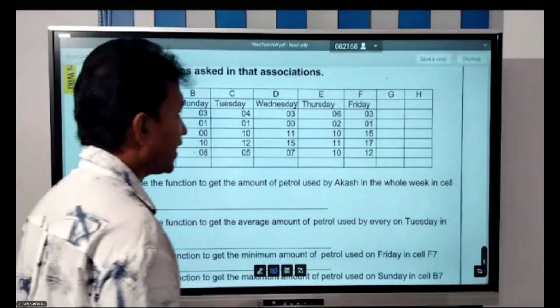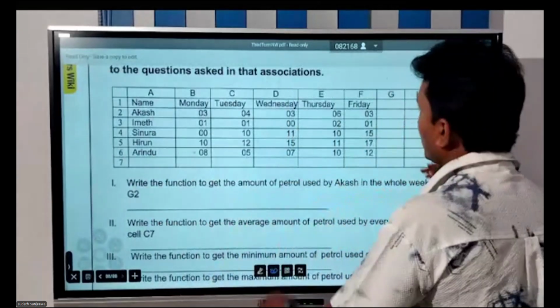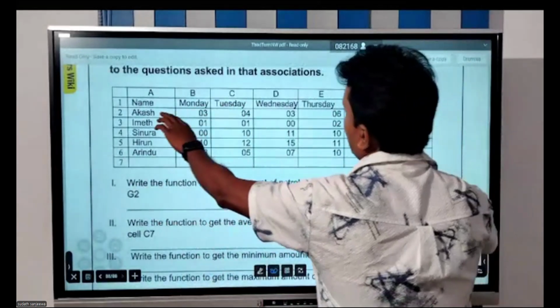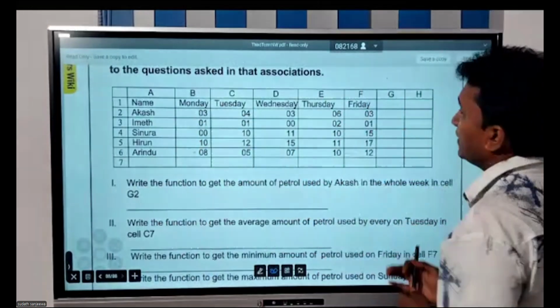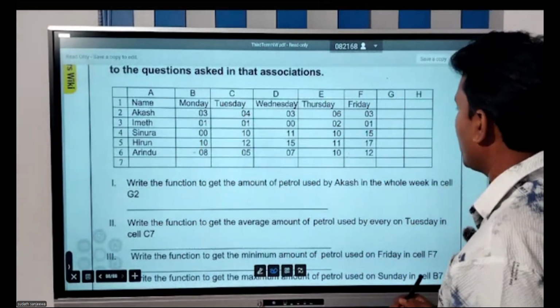Now we have to find the total number of liters Akash used in the whole week.